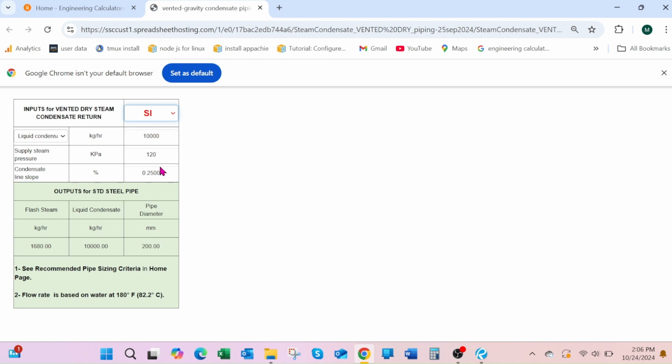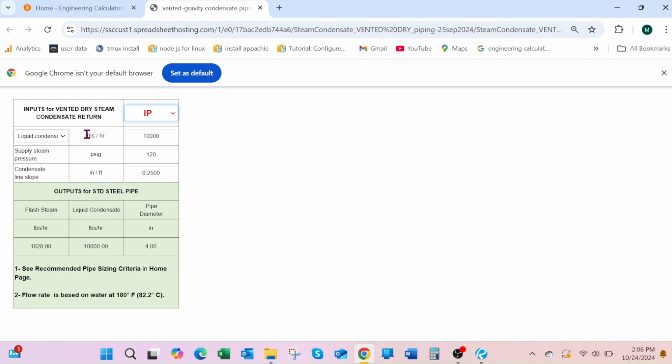Please note that the calculator does not adjust the input numbers when the unit changes from one to the other using the drop-down for selecting IP or SI. Separate inputs are needed for each unit group. To calculate the pipe size for a vented dry condensate return, 3 inputs are needed.